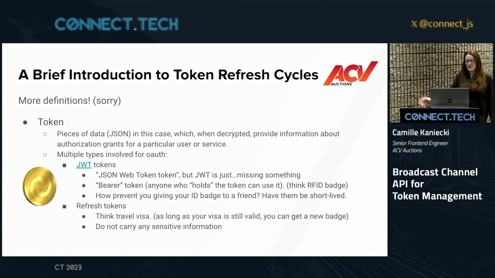A couple more definitions. In this case, when we're talking about tokens, we're talking about JSON data that, when we decrypt it, is going to provide information about the types of authorization assigned to a particular user. So for example, when I log into a system, I'm going to get a JWT back saying, here's all the roles that I have. I'm actually this person. Here's how long this ticket is good for, more or less. JWT stands for JSON Web Token. But if we just say JWT without token, it just feels wrong. So we're just going to say JWT token.